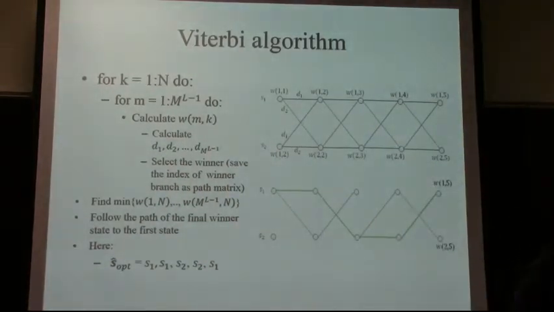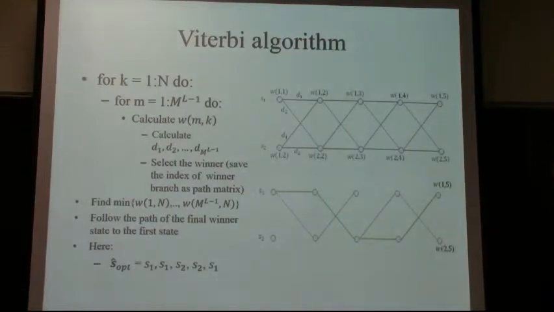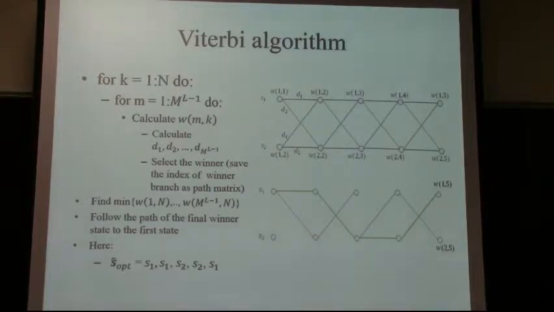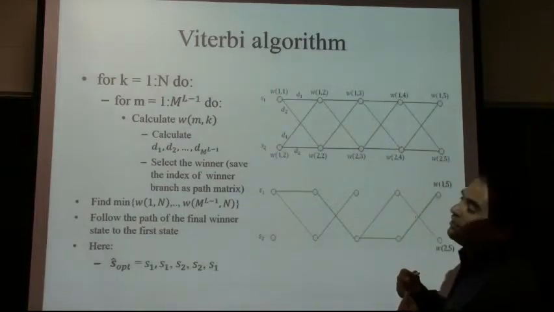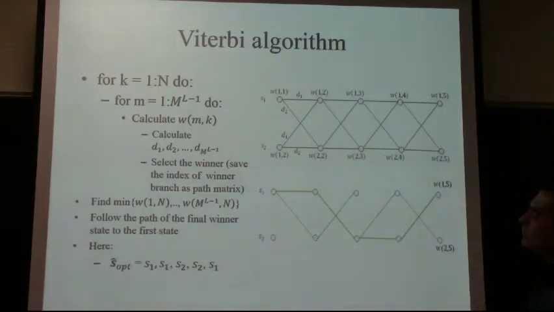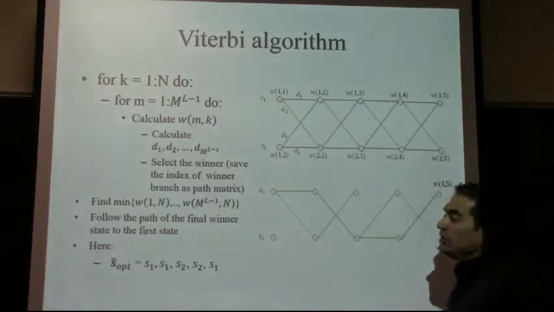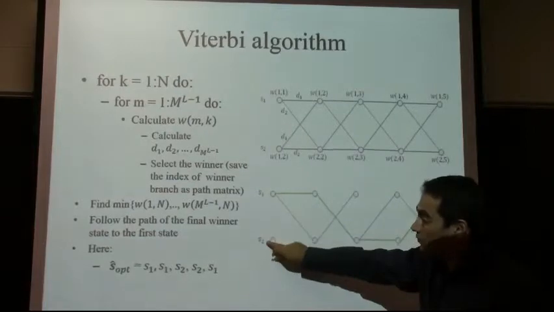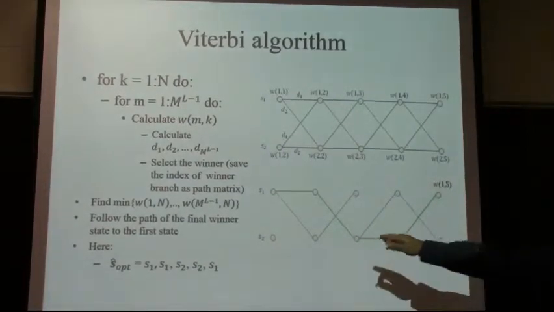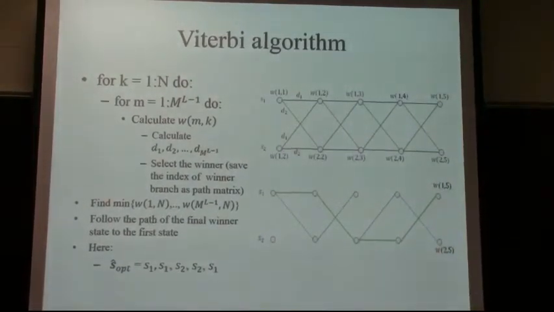You need to know the winner branch, because inside W you just have a real number, a positive one, which shows the cost of reaching that state at step K. But what actually encodes your received symbol is this index. You need to know where reaching this state was from. From here or from here? And this is for the simplest case.